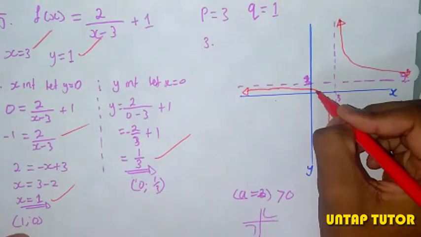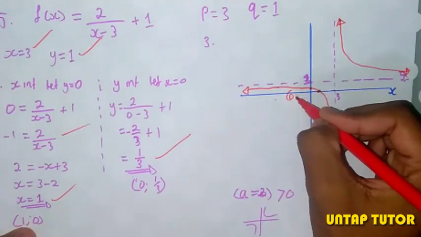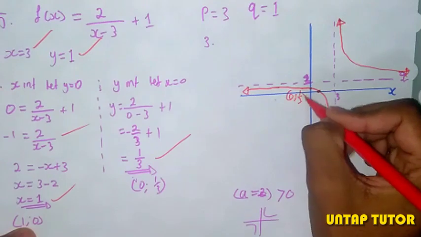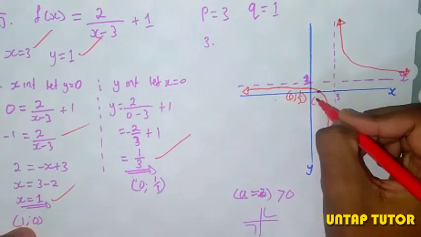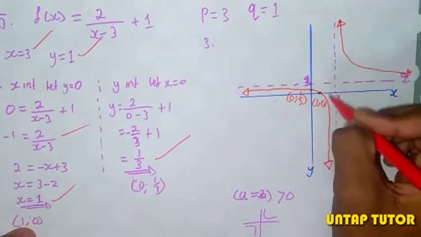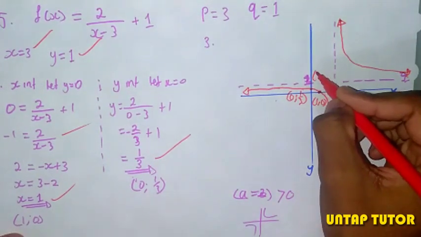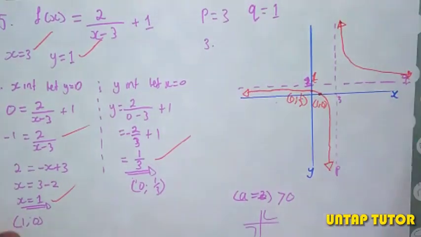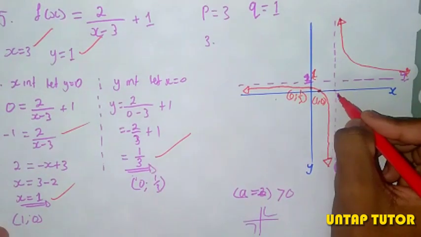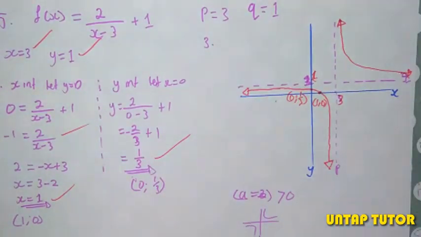Then we obviously need to indicate these points. It's going to be 0, 1 over 3. And this one is going to be 1, 0. Then this one, oh, we already indicated this one. This one was 1. So it's a bit messy. So this one was 3. So my thing looks very, very, very unprofessional. So don't do it like this. It must be neat. Mine is not neat.